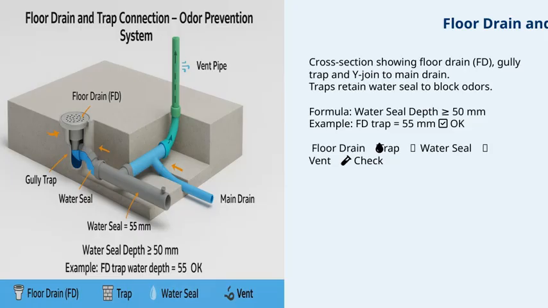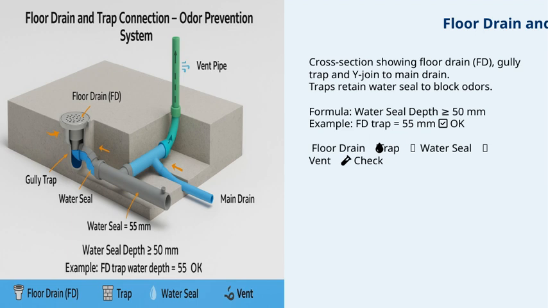Let's take a closer look at the floor drain and trap connection. On this slide, you can see a cross-section that illustrates how the floor drain, the gully trap, and the Y-join connect to the main drain. The traps play a vital role here because they retain a water seal, which is essential for blocking unpleasant odors from escaping into the space.